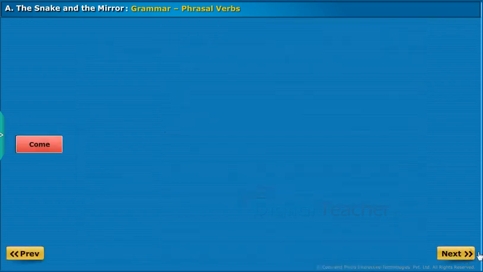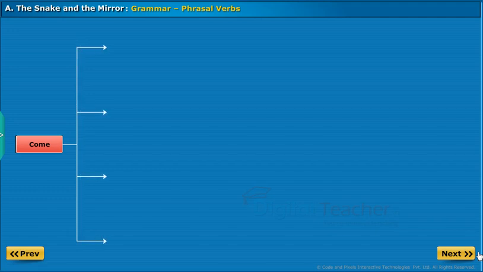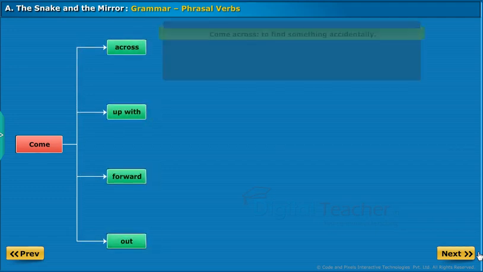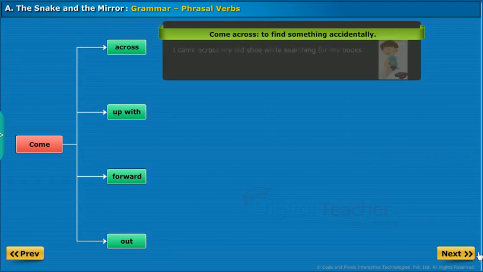Let us look at one more example. Now, let us see the different phrasal verbs that are made from the verb come and their meanings. Come across. The meaning of come across is to find something accidentally.